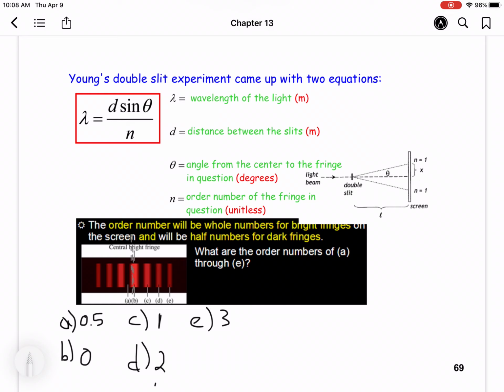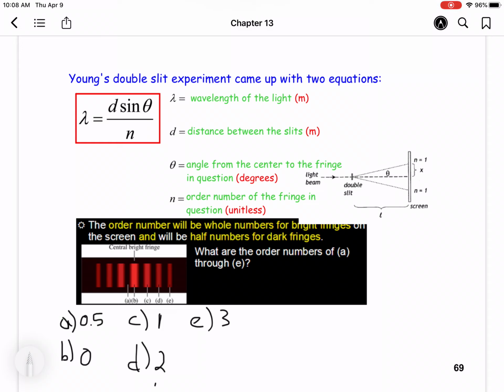So that's the angle from this central fringe. Let's say it wanted fringe 3. Well, the angle between fringe 3 and the central fringe, right? If it wanted fringe 2, it would be the angle between fringe 2 and the central fringe. Okay, so this is good for measuring angles between the fringes to the center. This one measures from the fringe to the center always.